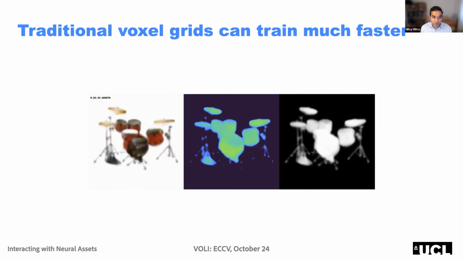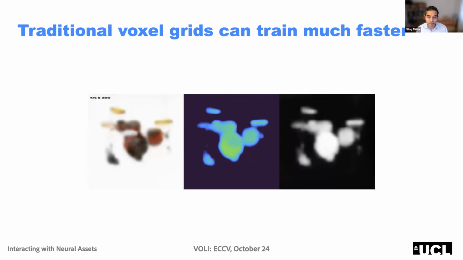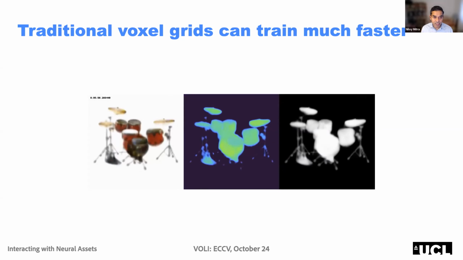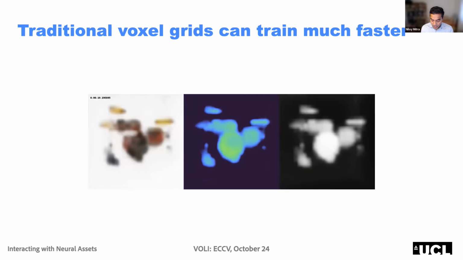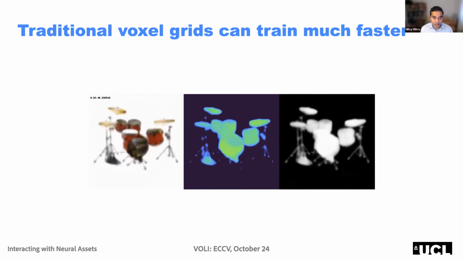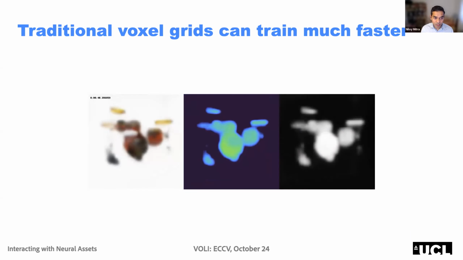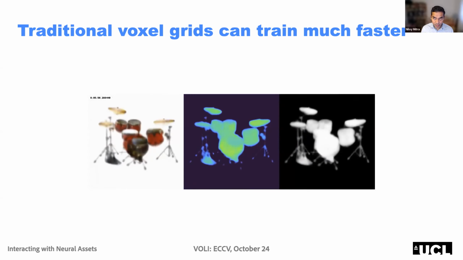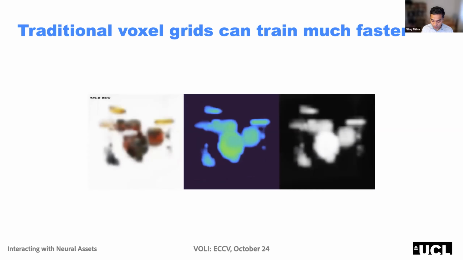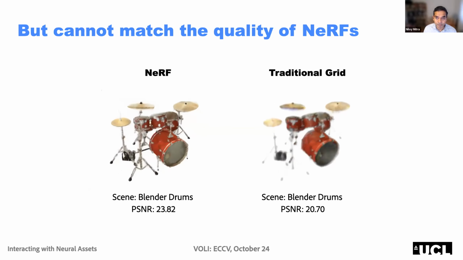In contrast, if we go back 20 years to traditional graphics representations, like a voxel grid, we can get a trained model on the order of 10 seconds. But the problem is the quality is not as good as we'd want, right? So we lose significant quality. And although you're seeing this over Zoom, even if you see it in person, you still see that the quality is not good. We'll only hit 20 PSNR or something like that.